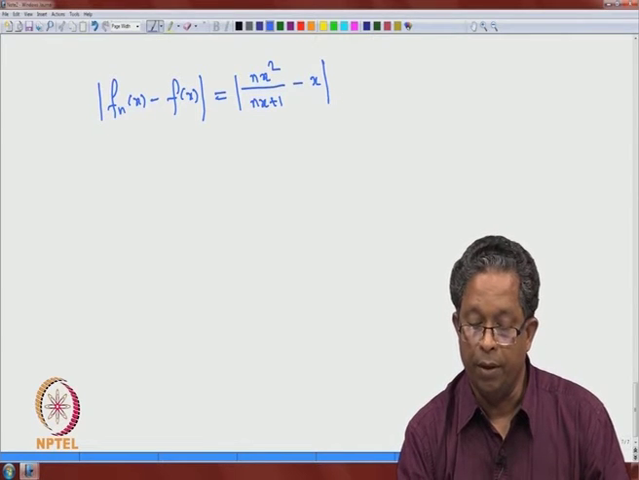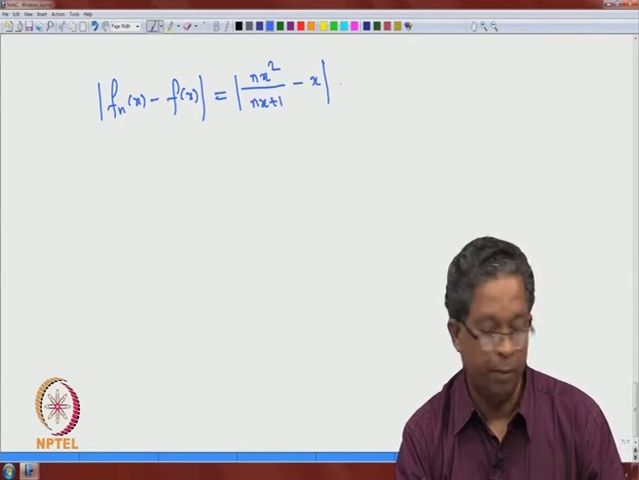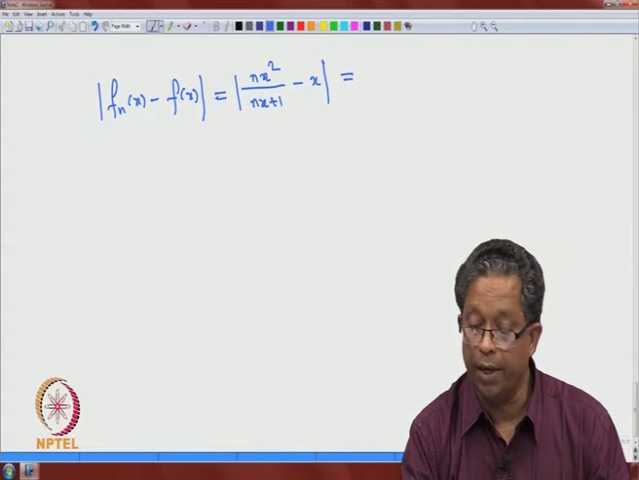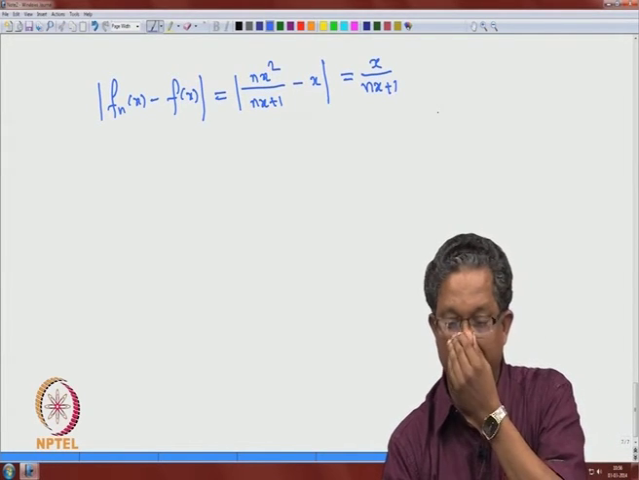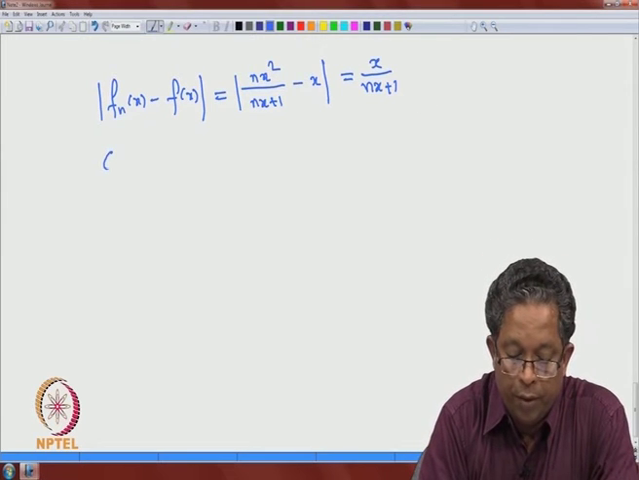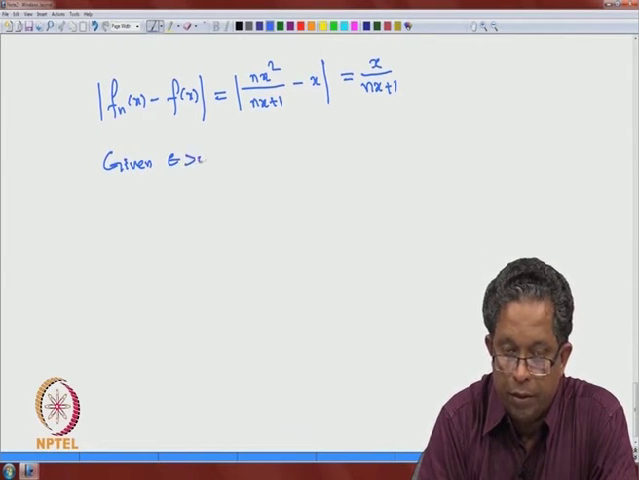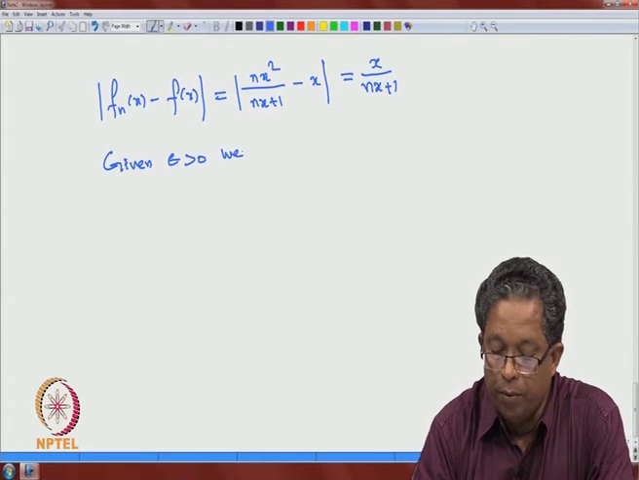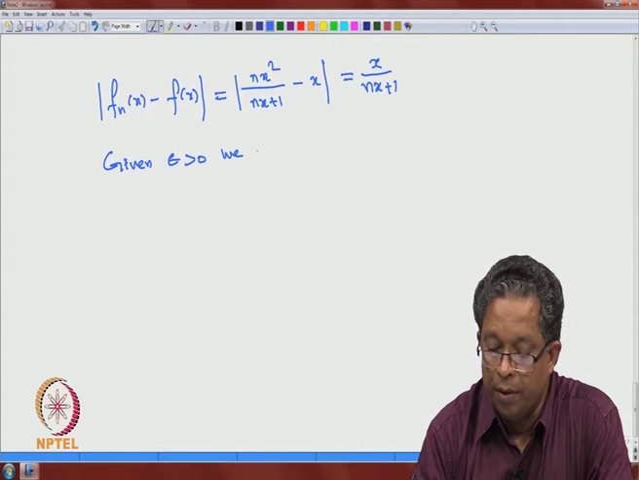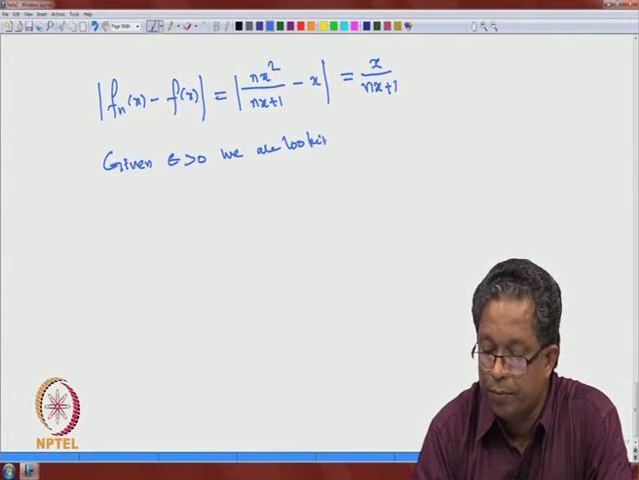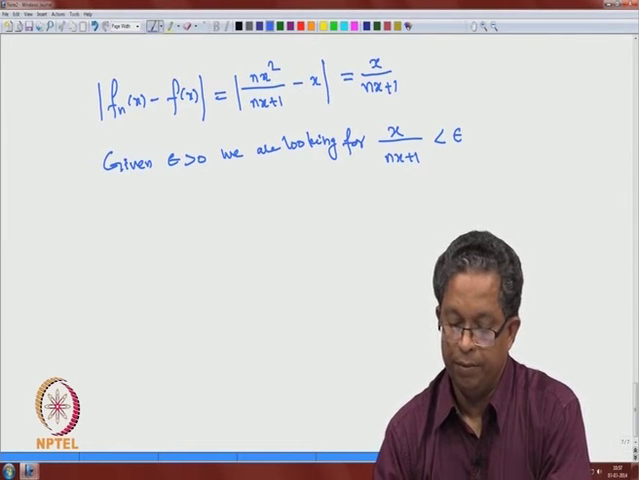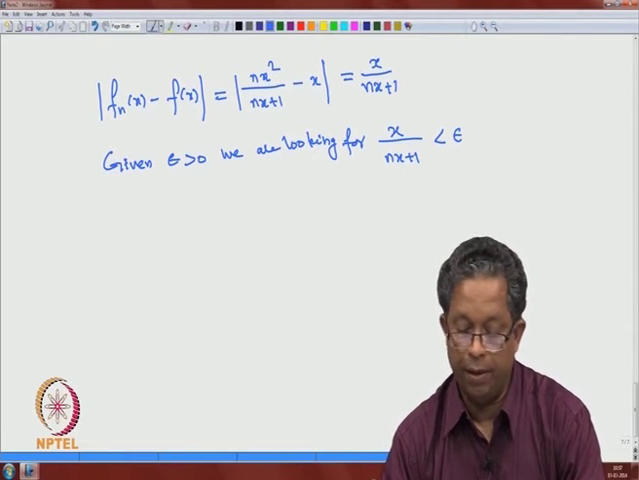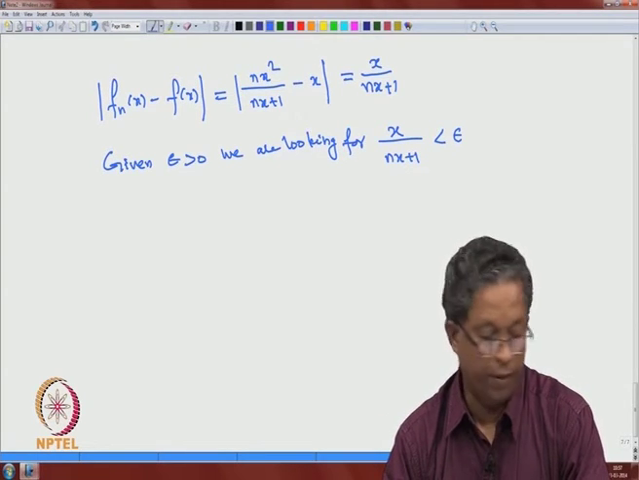Okay, just doing the algebraic manipulation, we see that this is nothing but x upon n x plus 1. And what we want is, given epsilon greater than 0, we are looking for x upon n x plus 1 is less than epsilon for all n greater than a given capital N which is independent of x. So, we are looking for this one.